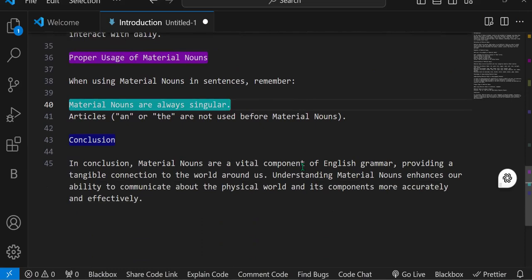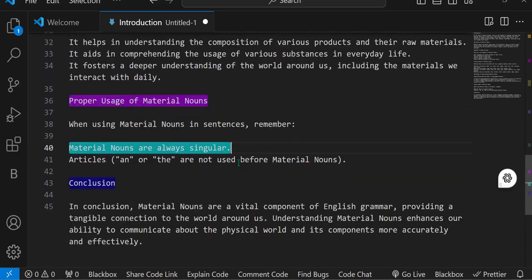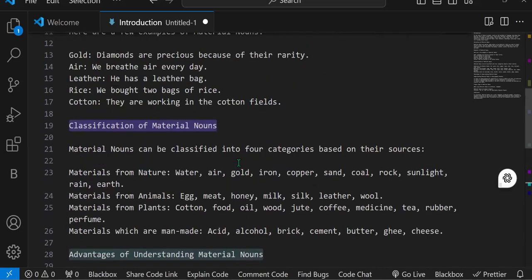Conclusion. In conclusion, material nouns are a vital component of English grammar, providing a tangible connection to the world around us. Understanding material nouns enhances our ability to communicate about the physical world and its components more accurately and effectively. So this is all about material nouns.